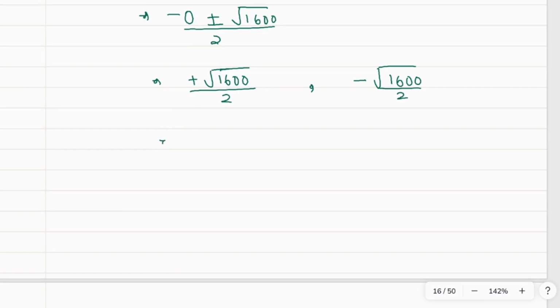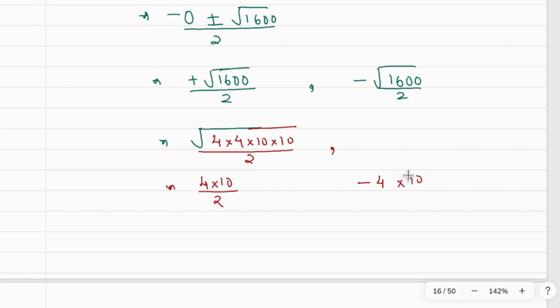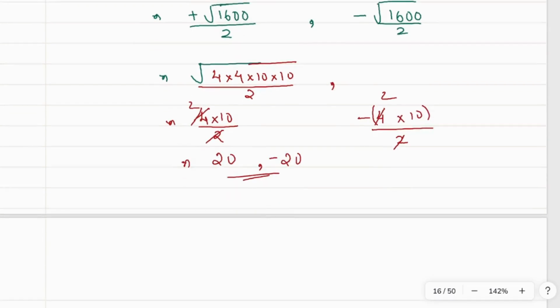Clear? Now, what's the root of 1600? I can rewrite 1600 as 4 into 4 into 10 into 10, right? Therefore, divided by 2. Similarly, here also I can write in the same method. That is 4 into 10 divided by 2, and here minus of 4 into 10 divided by 2. Here this 2 and 2 will get cancelled and I will get 2 there. That is 10 into 2 is 20, and in the other case, so I am getting 2 roots here. One is plus 20 and the other one is minus 20.